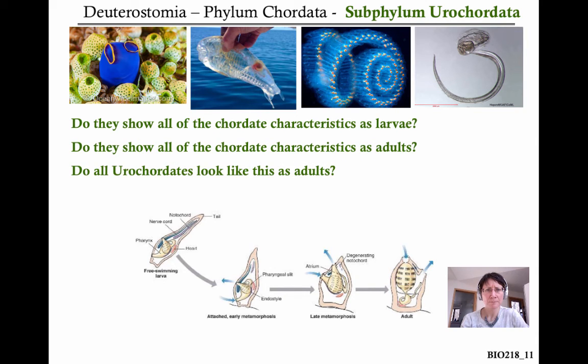Okay, so we've already gone over this. Oh, and I'm also asking, do all urochordates look alike as adults? And clearly they don't. They're very dissimilar. There's quite a lot of diversity within the Urochordata.